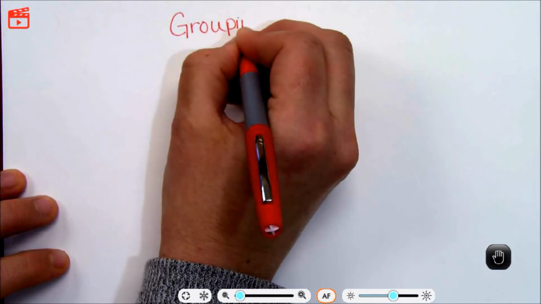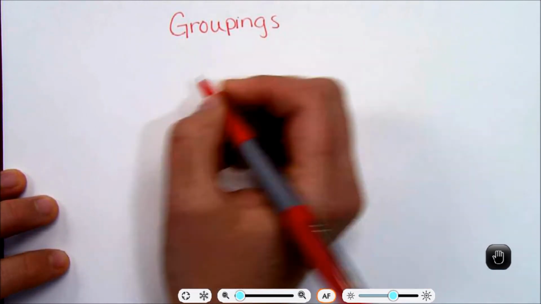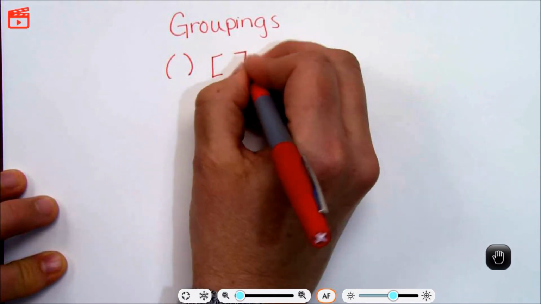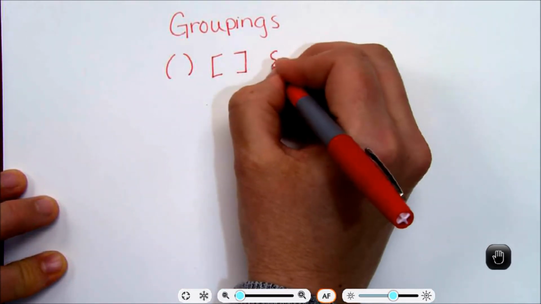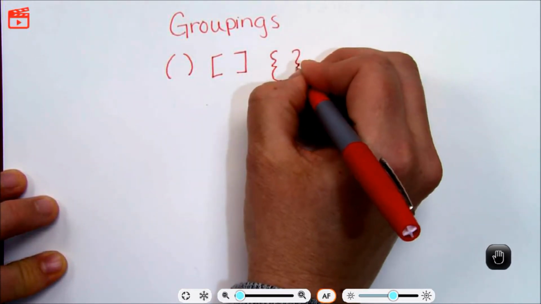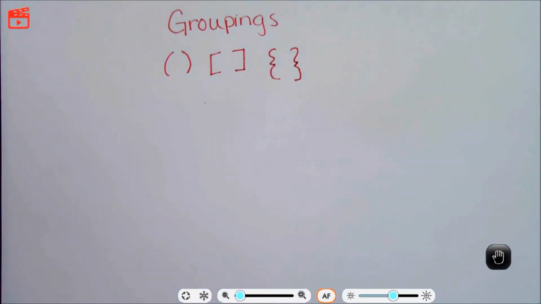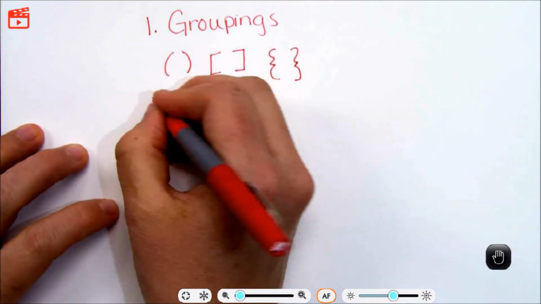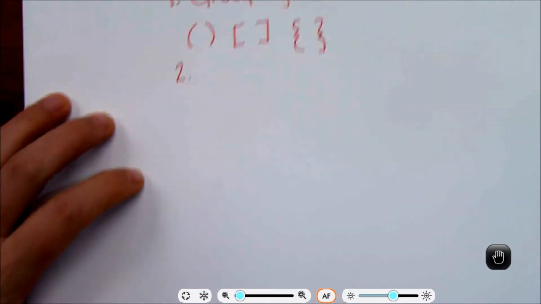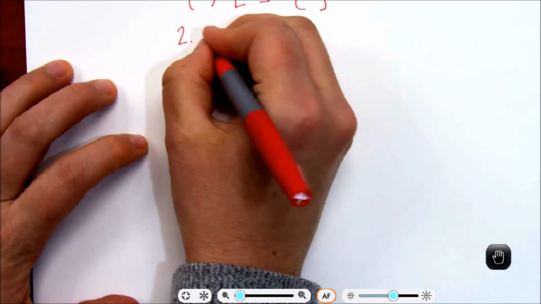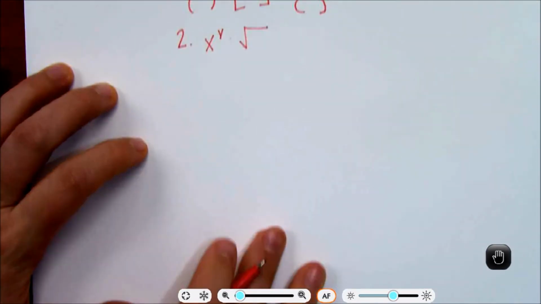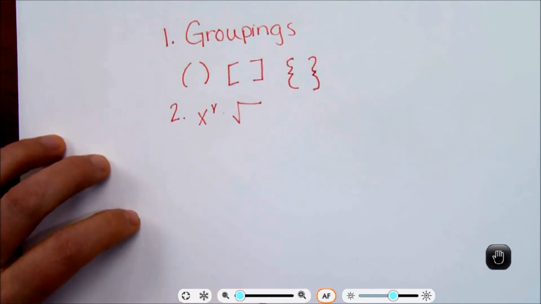Groupings are any numbers that are held together by parentheses, brackets, or even these fun little squiggly marks. I don't really know what you call them. But those are different groupings that you'll find in a math problem. That's the first step. The second step are exponents and roots. And these can be in any order.